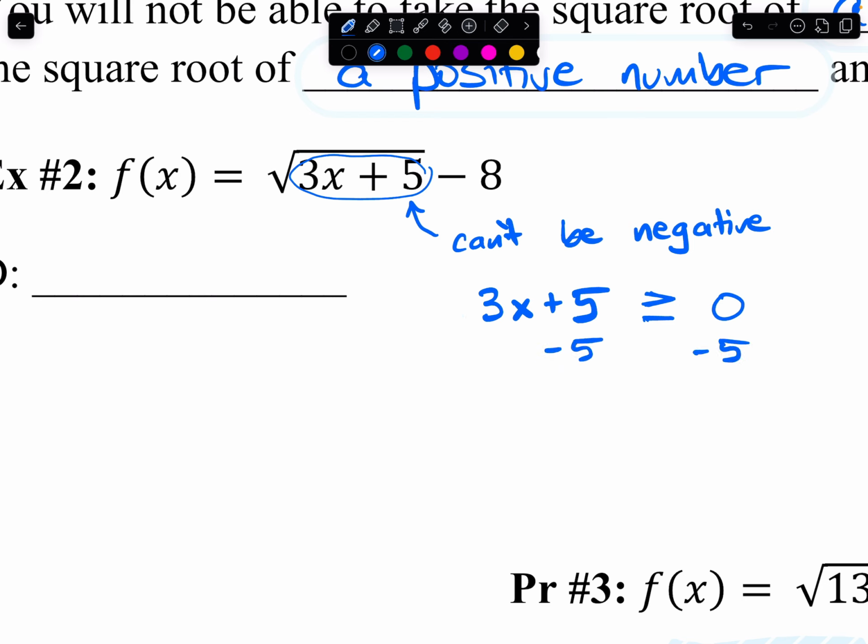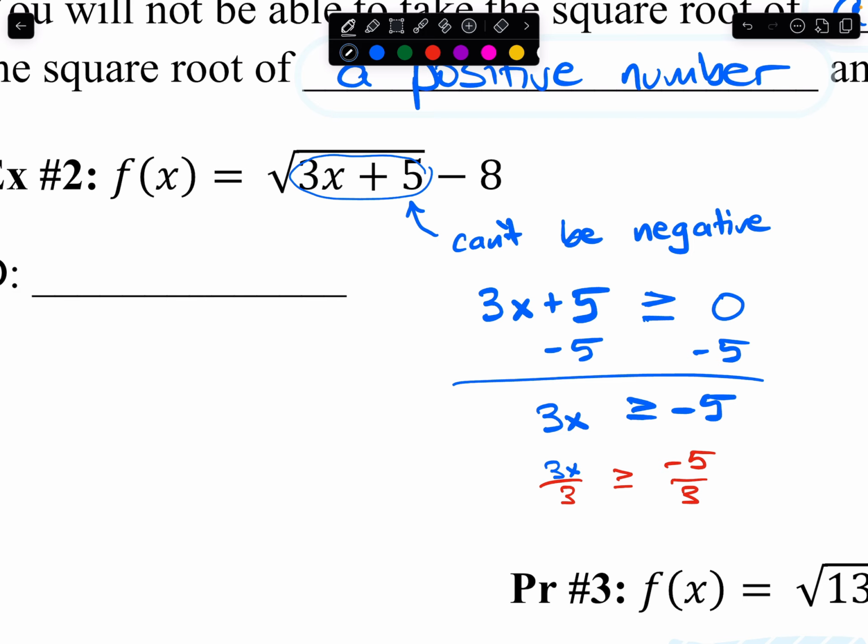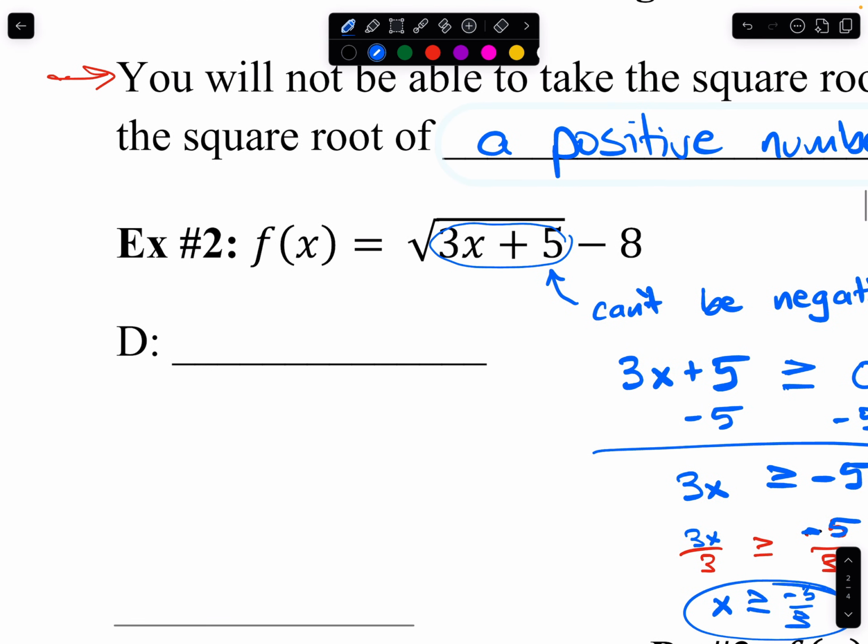We can take 5 from both sides. We'll get 3x is greater than or equal to negative 5. And I can divide both sides by 3. 3x divided by 3. Negative 5 divided by 3. I'm dividing by a positive number, right? So the inequality stays the same. And I'm left with x is greater than or equal to, just leave the fraction, negative 5/3. And we'll put that in our domain. x is greater than or equal to negative 5/3.